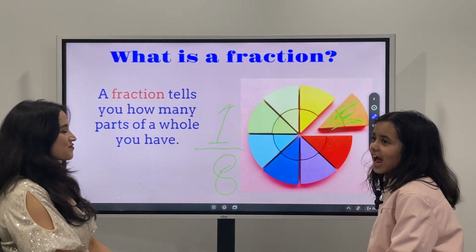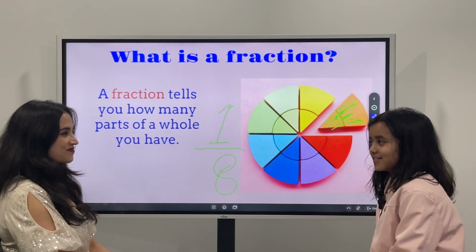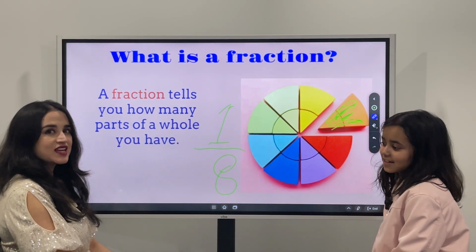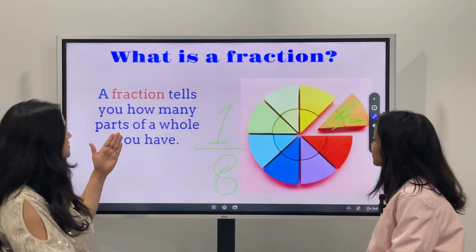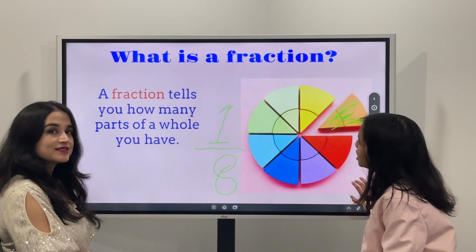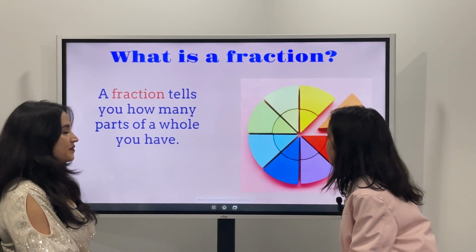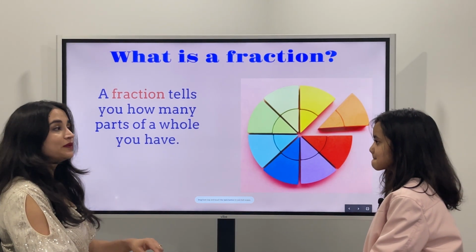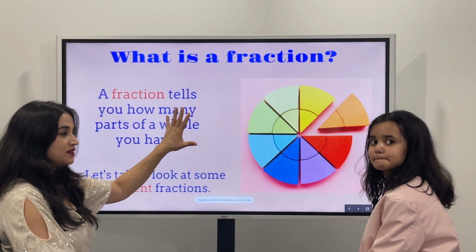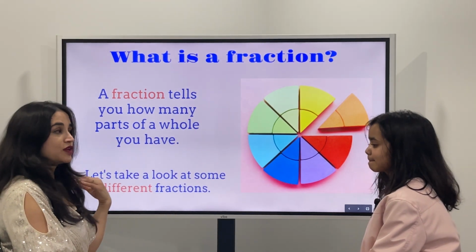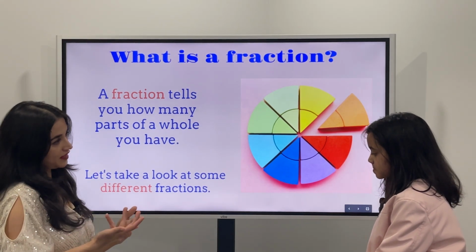1 out of 8, or 1/8. I just like to say 1/8. Yes, so the total number, and what is actually taken. Okay, so what is the definition here? A fraction tells you how many parts of a whole you have. You gave a very good example. So how many you have in total, the pieces, and then you gave me 1. So I took 1 part of 8.